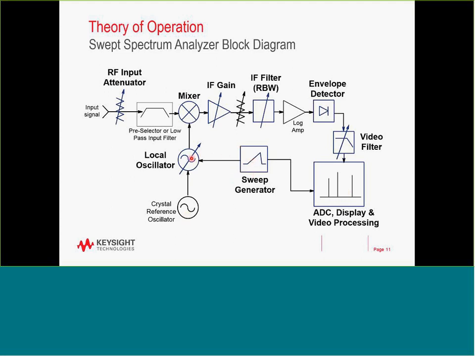The generator is controlling the local oscillator to sweep the signal. It is also controlling the X axis, in this case the time base, in order to show the frequency versus amplitude of the signal.